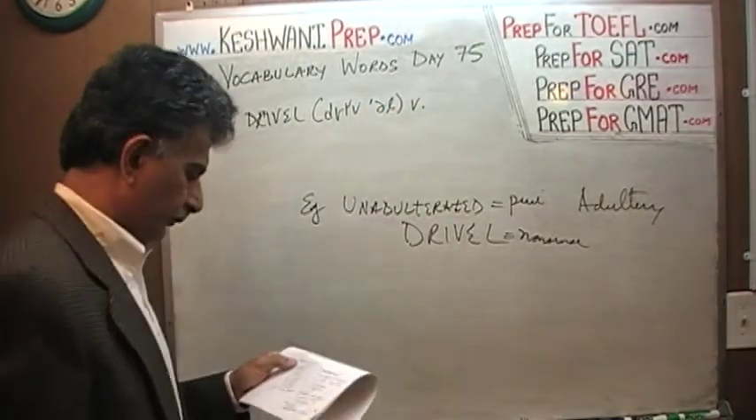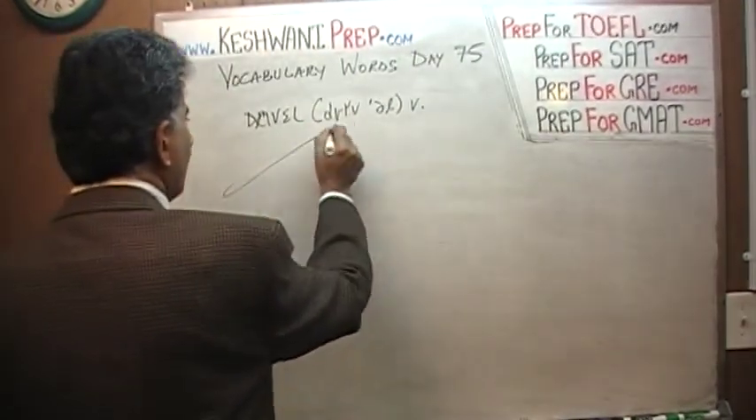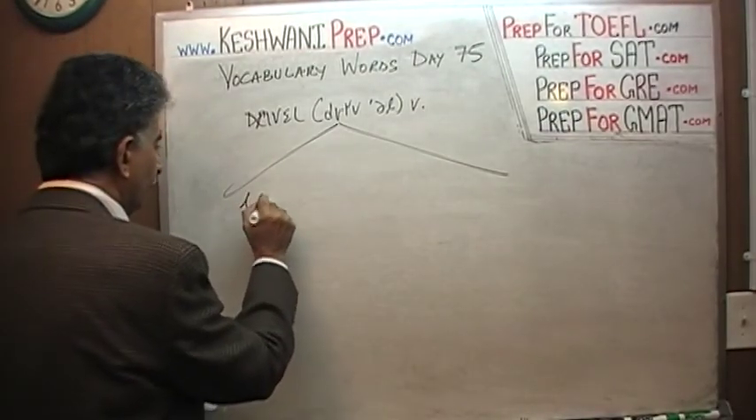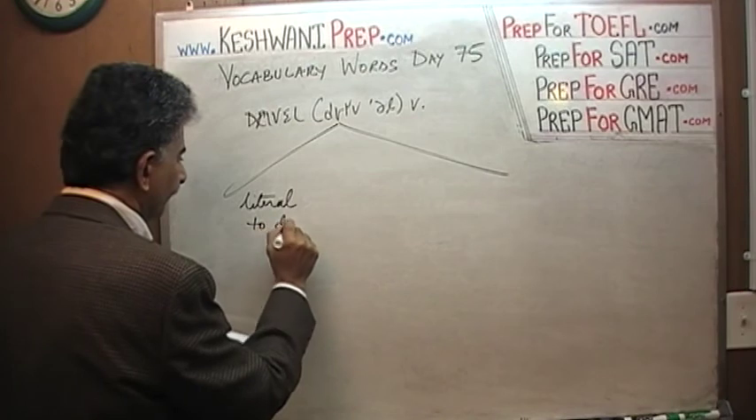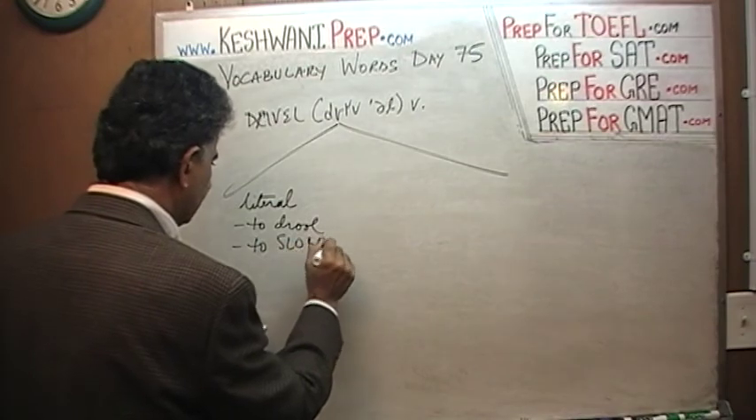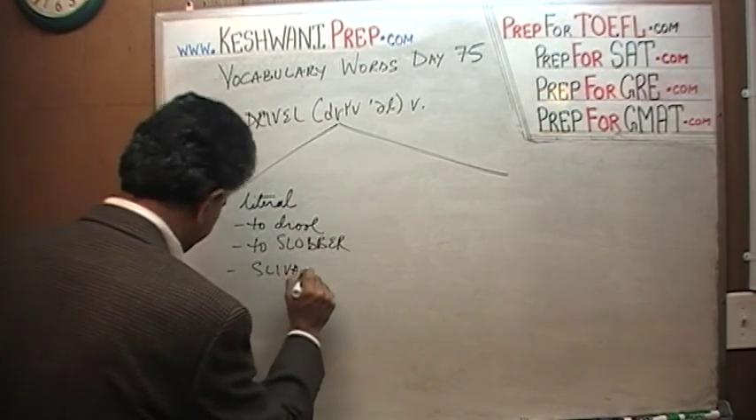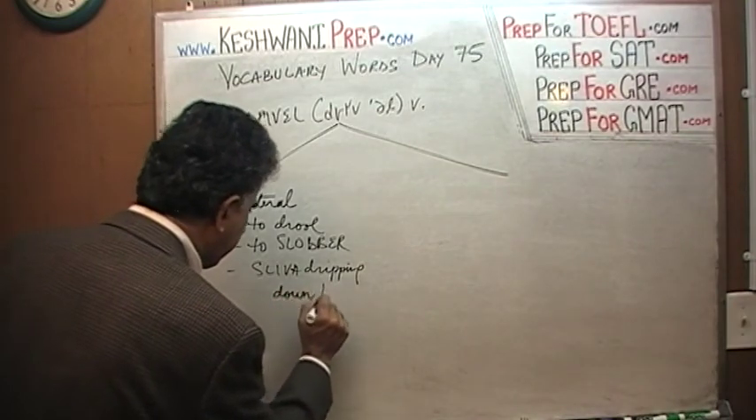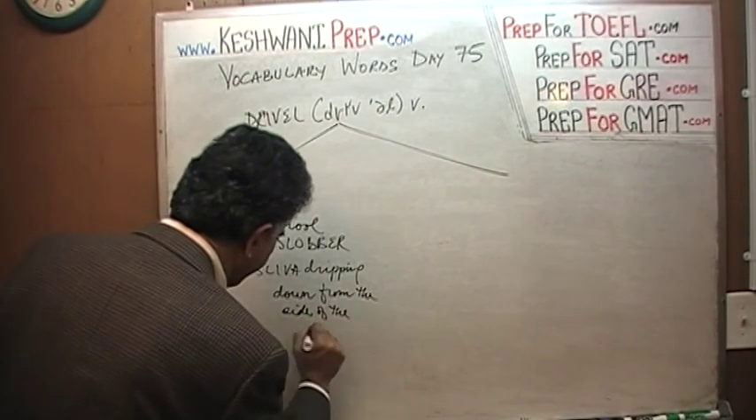Dribble. What does it mean to dribble? Well, literally it means to drool, to slobber. It means saliva dripping down from the side of the mouth.